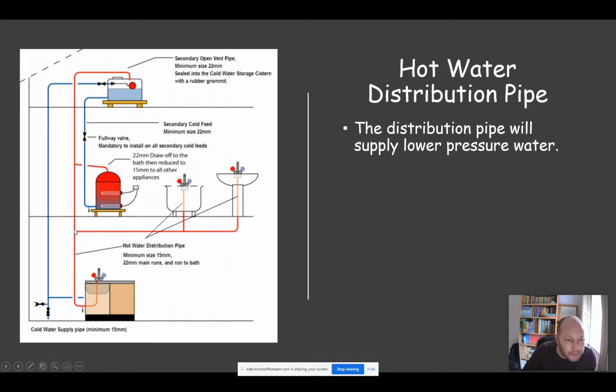The main run of that will be 22 mil until it gets to the bath, and then it can be reduced to 15 going to the basin. It can also be reduced to 15 at this point going to the kitchen sink. So the minimum size for the hot water distribution pipe is 15 mil. The main runs and the run to the bath will be 22 mil.